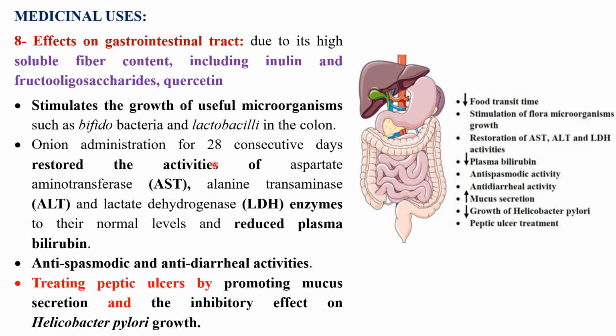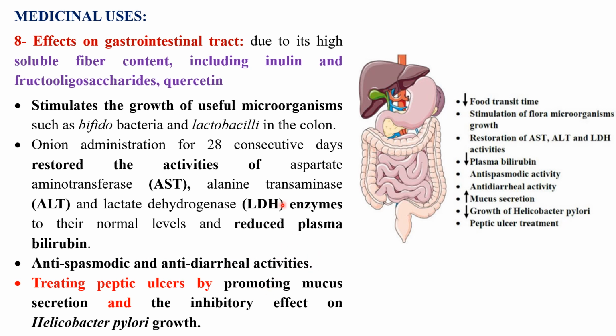Onion administration for 28 successive days restored the activity of liver enzymes such as aspartate aminotransferase AST, alanine transaminase ALT, and lactate dehydrogenase LDH to their normal levels, and also reduced plasma bilirubin. So it could be helpful for liver patients or patients with jaundice. Additionally, it has antispasmodic and antidiarrheal activities, and helps in the treatment of diarrhea due to its antispasmodic and also its antimicrobial effect.